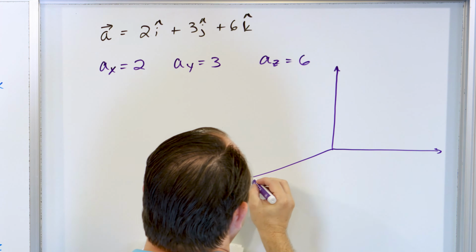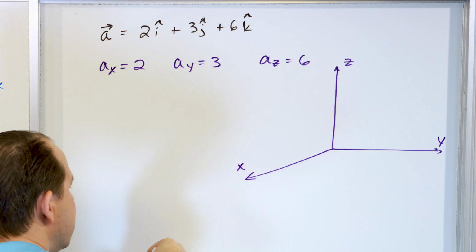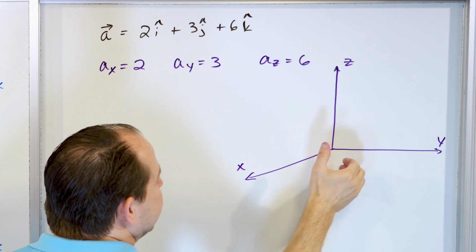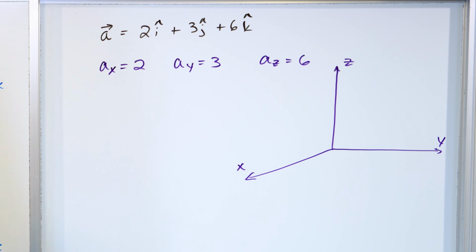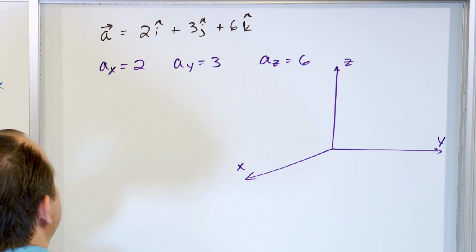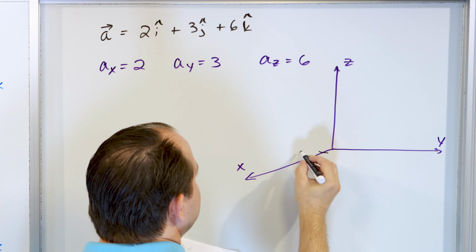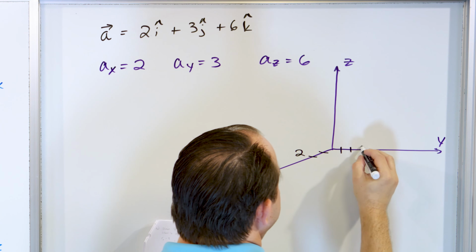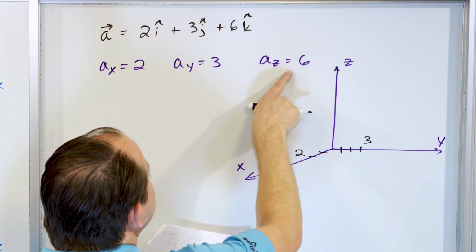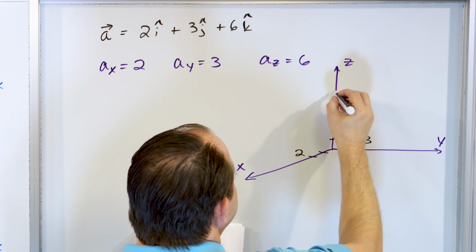So this is x, y, z, if you want to draw something like that. X goes there, y goes there, z goes there. Double check yourself, x curled into y gives you a thumb in the z direction, so that's correct. So how do we draw this thing? Well, we have 2 units in the x direction. So along the x direction, that's 1, 2 units right there. In the y direction, we have 3 units. 1, 2, 3, that's right there. And in the z direction, we have 6 units. So 1, 2, 3, 4, 5, 6.